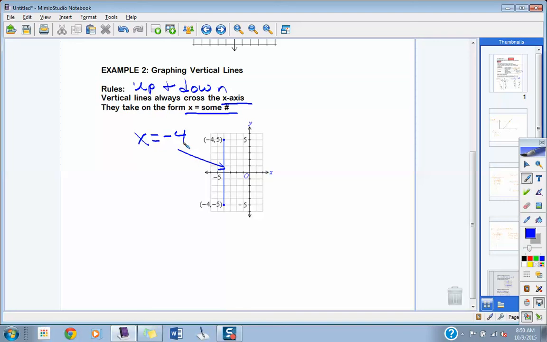The question about this line right here. Way over on the right. What's the equation of that vertical line?